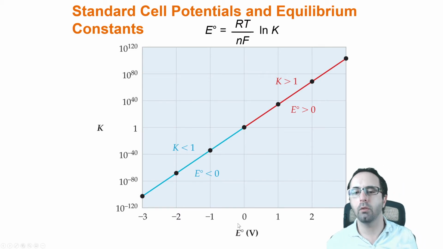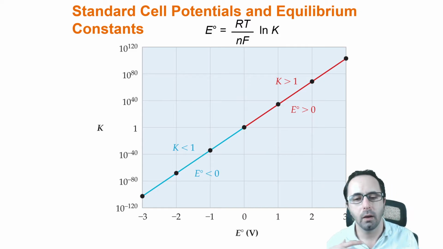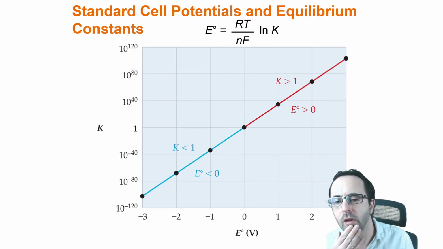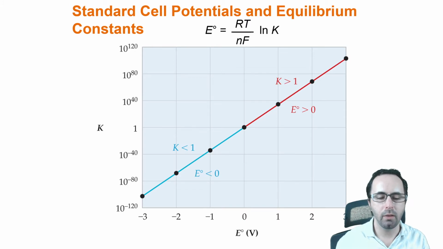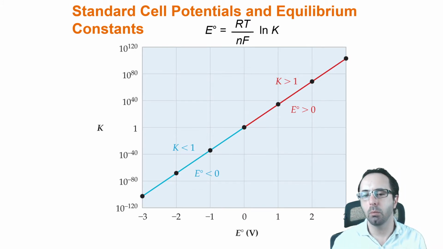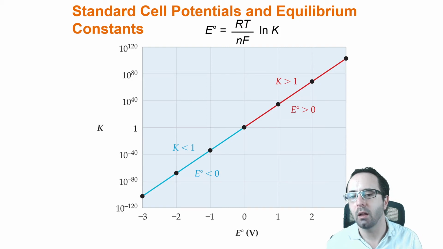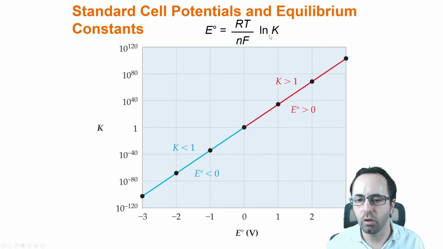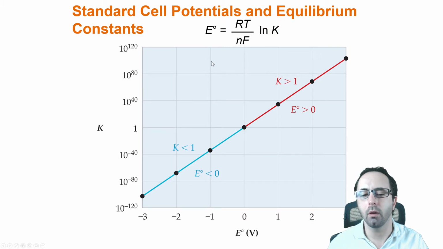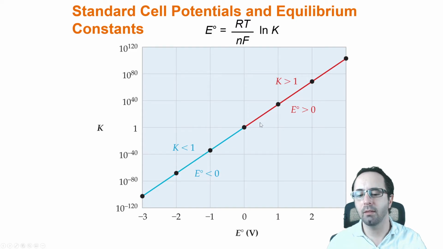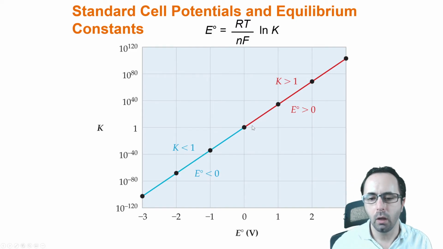And how does this relationship go? Again, an important part of being able to do these problems is to interpret what the equations mean, not just to plug in numbers, but to understand the way the numbers work in the equation. So if K is 1, you have the natural log of 1, but the natural log of 1 is 0, so that makes this whole thing 0. So when K is 1, that indicates an E standard of 0.